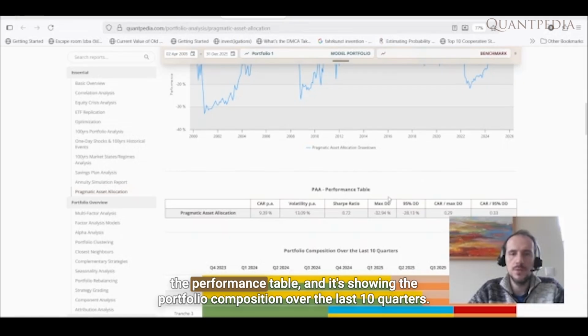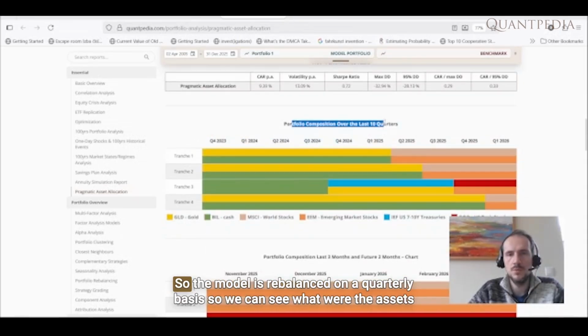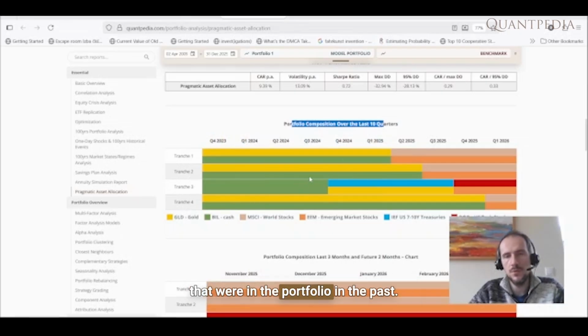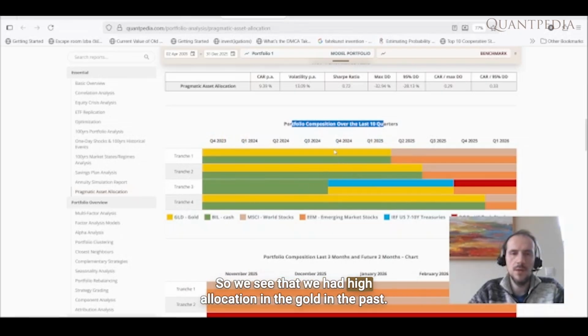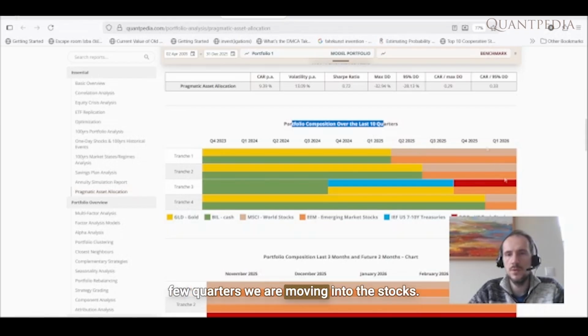It's showing the performance table, and it's showing the portfolio composition over the last 10 quarters. The model is rebalanced on a quarterly basis, so we can see what assets were in the portfolio in the past. We see that we had a high allocation in gold in the past, we had a high allocation in cash, then we moved into treasuries, and in the last few quarters we are moving into stocks. That's how the portfolio composition looks like.